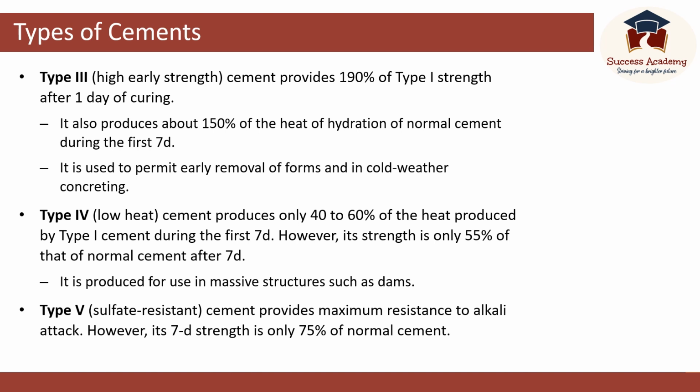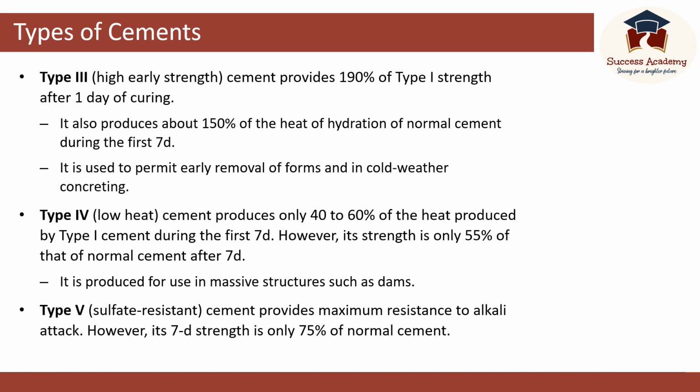It provides 190% of type 1 strength in 1 day of curing. For type 1, it normally takes 28 days to achieve its compressive strength, but type 3 reacts faster and hardens faster. However, type 3 produces 150% of the heat of hydration of normal cement in the first 7 days. We can use type 3 cement for applications like repairing a busy highway, constructing high-rise buildings, or concreting in cold weather.